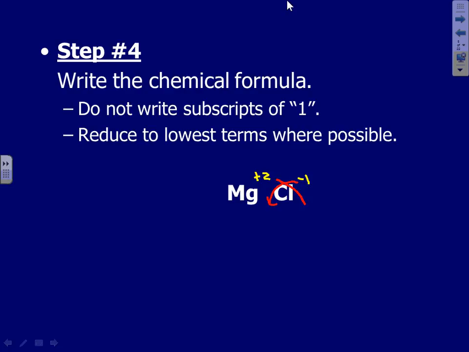Now we're going to rewrite. Mg1, I don't write a 1, Cl2. And that's my formula. Reduce to lowest terms, I've got a 1 in there. That's as small as it can get. I can't divide anything off. So that right there is my formula. Okay? Now we're going to do some more examples using the same rules.